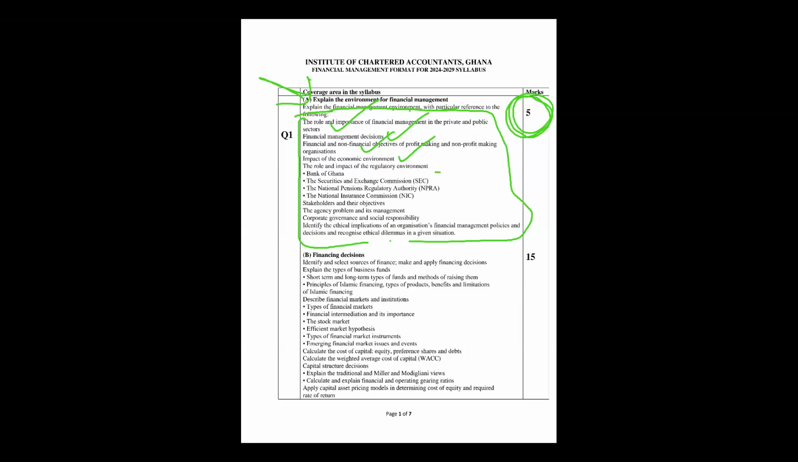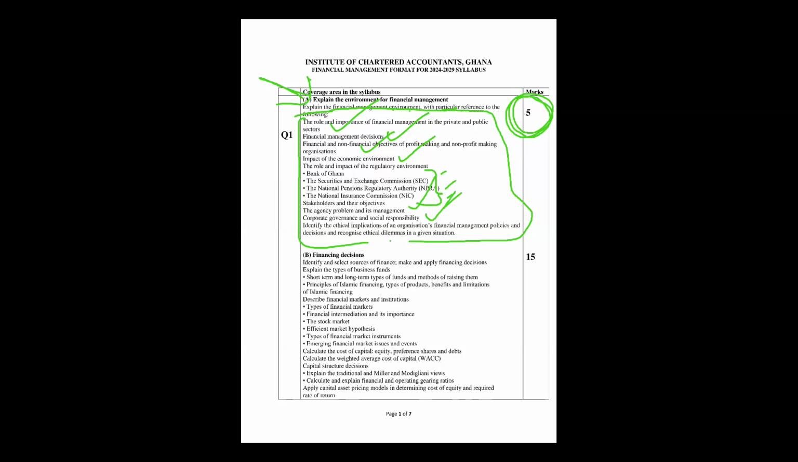So all these are regulatory environments. You go and read on all of them from the notes, because if any question should come in from question 1A for the 5 marks, it would come from one or two of these areas. The agency problem and its management, I'll read on it. Corporate governance and social responsibility, CSR.